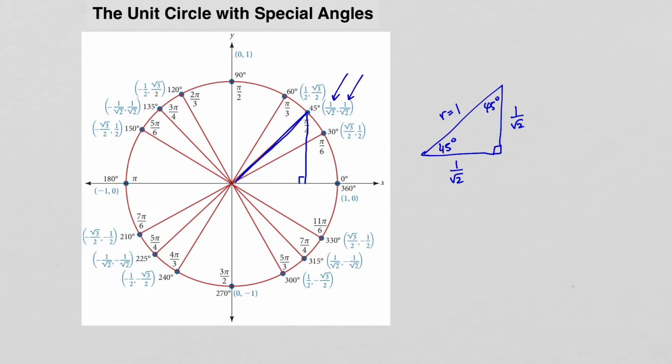Now, when you get into the other quadrants, for example, at 3 pi over 4, the reference angle for 3 pi over 4 is 45 degrees. So that means the sine and cosine are going to be the same values, 1 over radical 2. However, in the second quadrant, cosine is negative and sine is positive, right? And remember, cosine is the x-coordinate and sine is the y-coordinate.